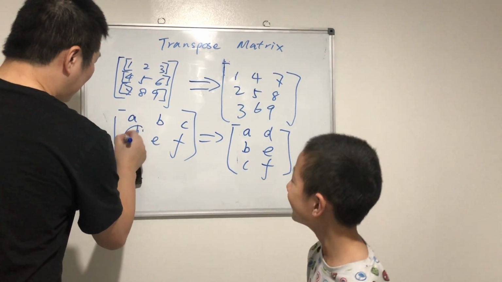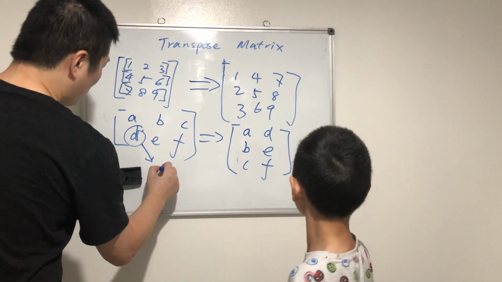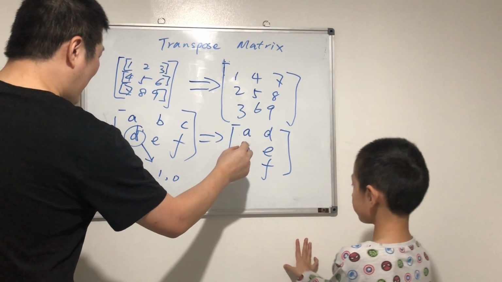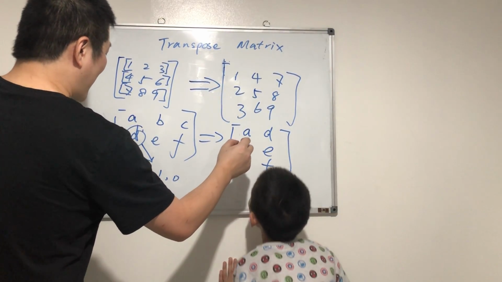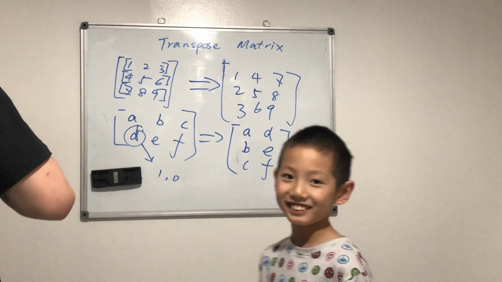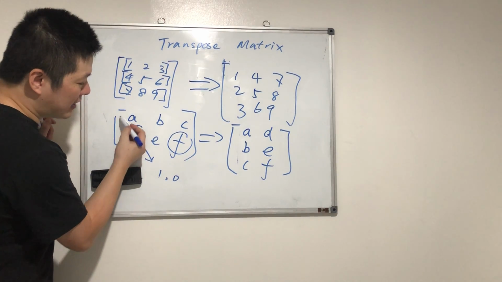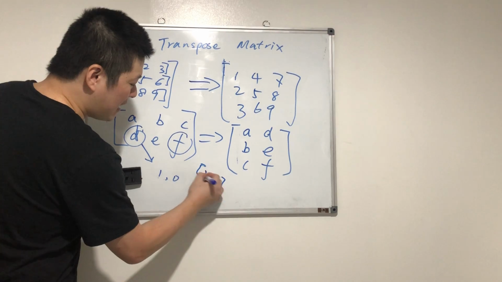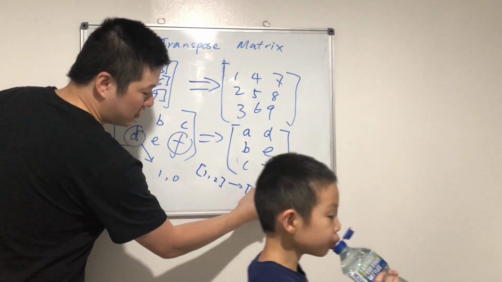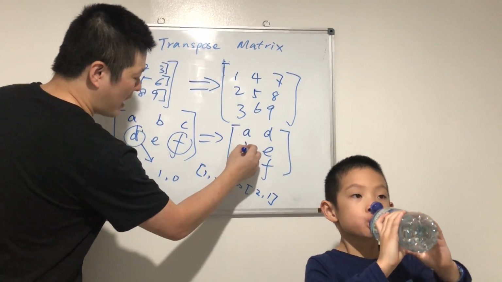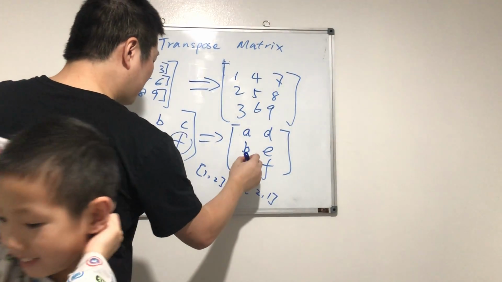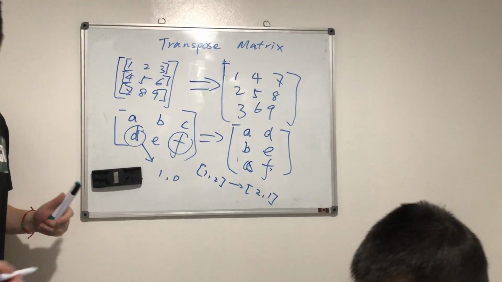So this coordinate is 1, 0. So it will become 0, 1. Do you get it? So look, the original coordinate is 1, 2, right? So it should be the same in the new matrix. It should be 2, 1. So 0, 1, 2. 2, 1 should be F. Yes. Exactly. So do you get it?